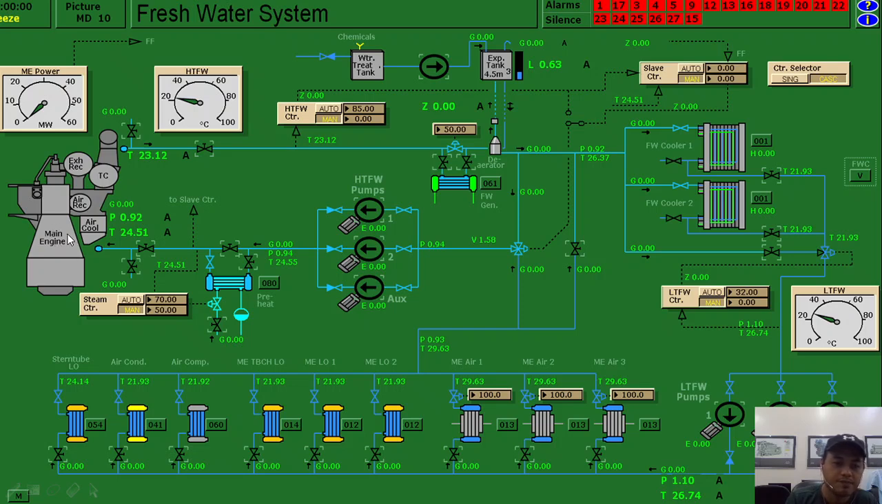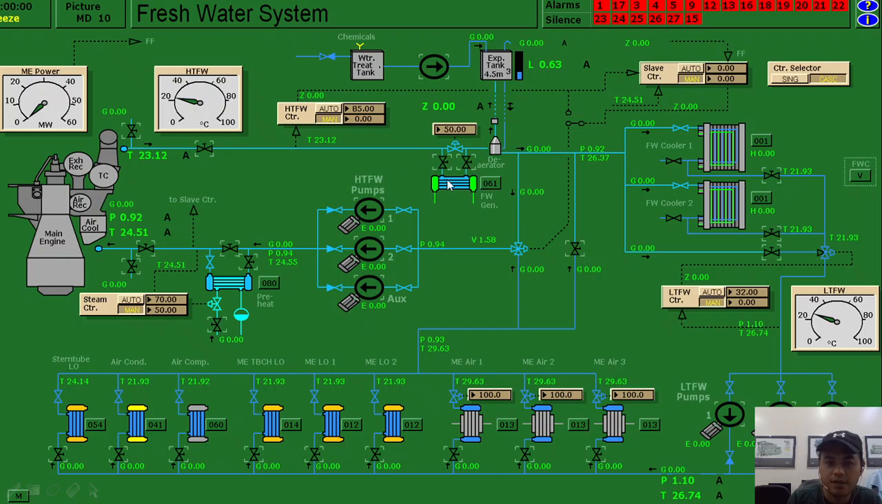Here the high temperature freshwater goes into the main engine, cooling our liners and our exhaust valve. Some smaller engines also use it for cooling the turbocharger, but in our bigger engines the turbocharger uses lube oil for cooling. Then after that it goes out from the engine.